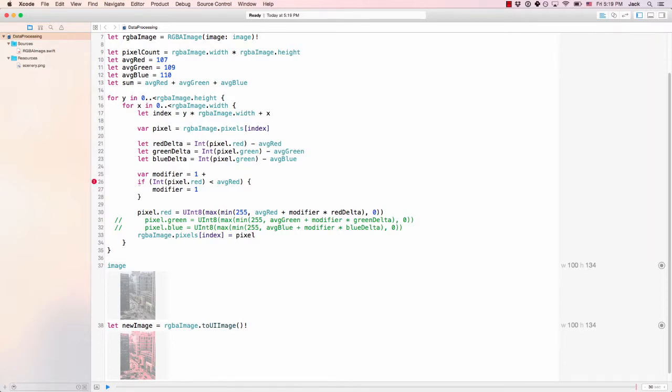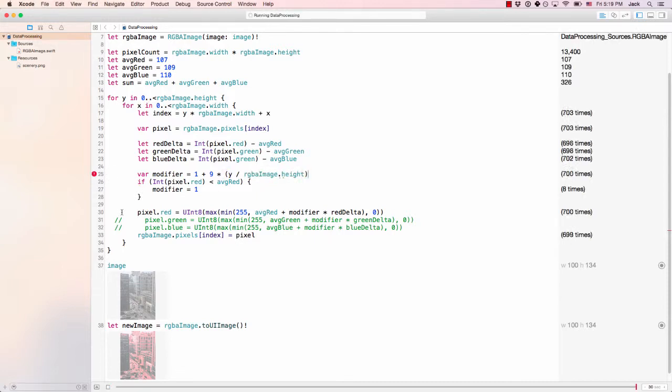So we can start from 1, and then we add 9 times the percent we're at in height. So here, once Y reaches the height, you'll have 1 plus 9, and when Y is 0, you'll have 1. Yeah. And what is that complaint that's giving?